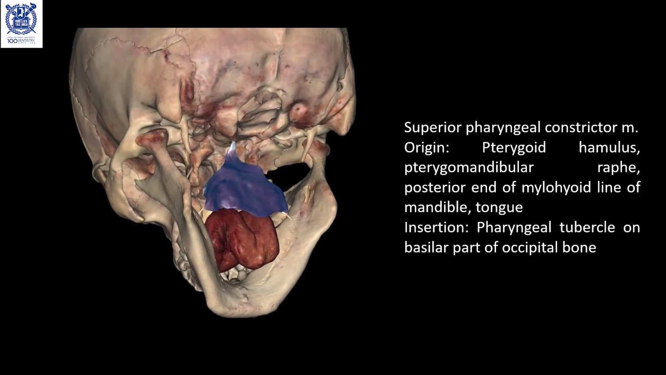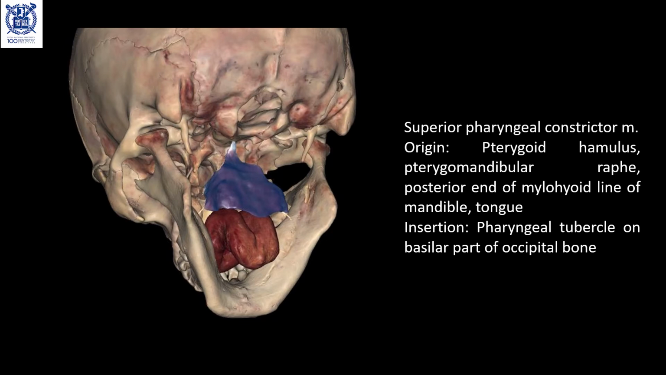The 4 parts of this muscle arise as follows. The pterygopharyngeal part arises from the lower third of the posterior margin of the medial pterygoid plate and its hamulus. The buccopharyngeal part arises from the pterygomandibular raphe. The mylopharyngeal part arises from the alveolar process of the mandible above the posterior end of the mylohyoid line. The glossopharyngeal part arises by a few fibers from the side of the tongue.